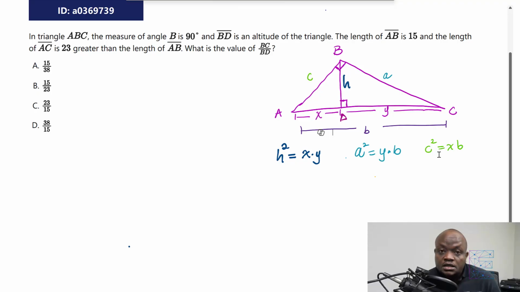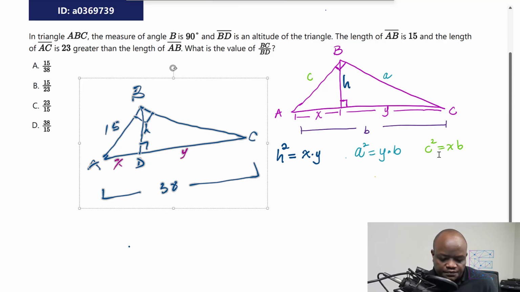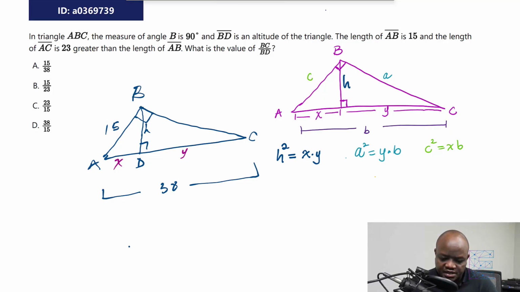Now, how do we apply this to this question? Let's go ahead and draw this question out. I've actually gone ahead and done that ahead of time, and I just literally plugged in what we were given. So because we want BD and we also want BC, I'm going to focus on finding BD using this formula, and I'm going to focus on finding BC based on this formula right here.